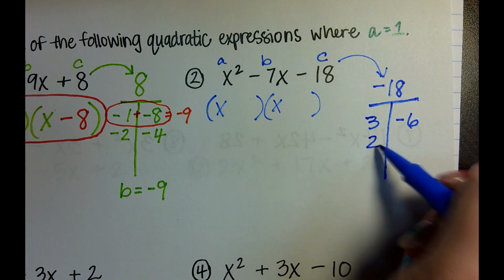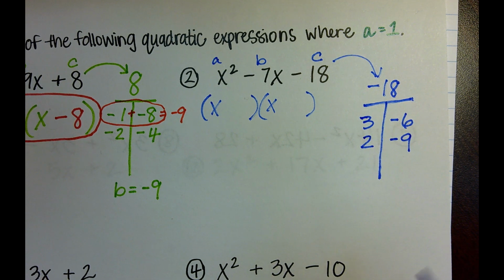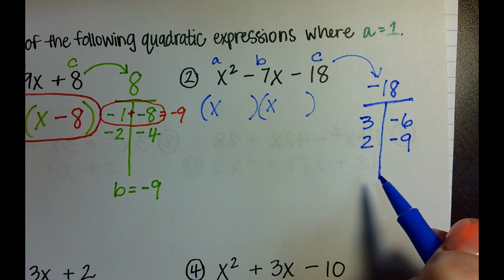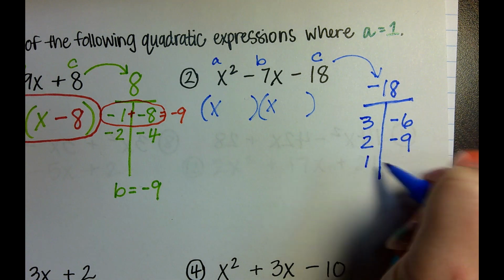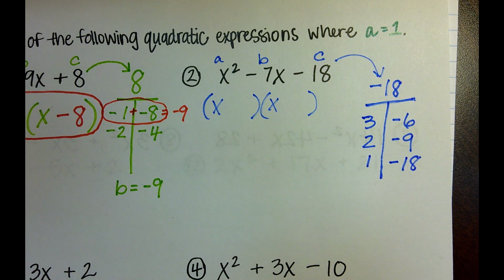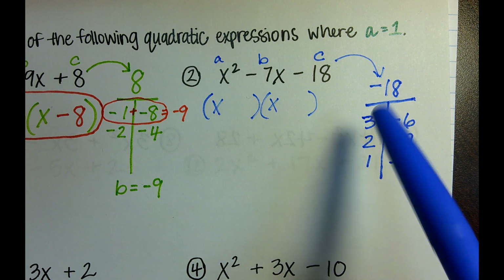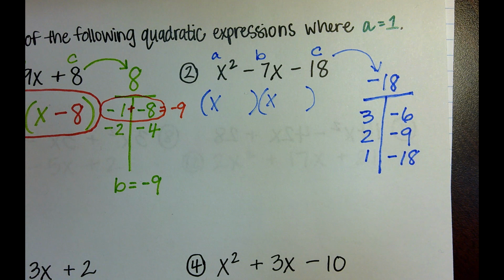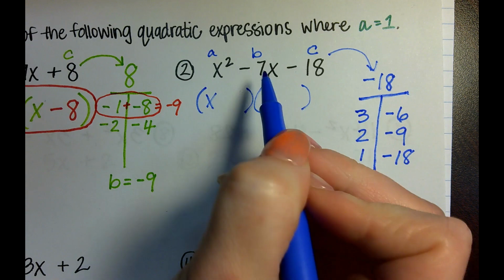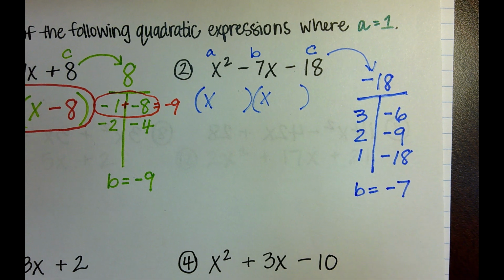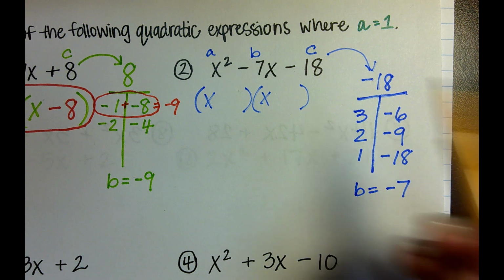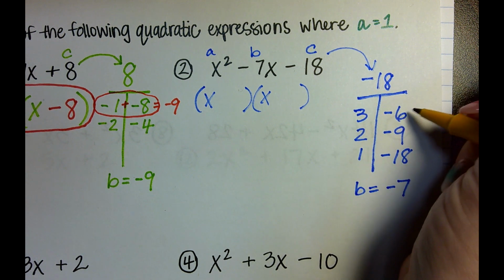What are other factors of -18? Yeah, we could do 2 and -9. What else? Or do we want to stop there? One and -18, absolutely. So let's start thinking about these. How am I going to know which pair of numbers to use? They need to add up to our middle term, -7. So I'll just write that over here just to remind me. And let's start adding these together. What is 3 plus -6?